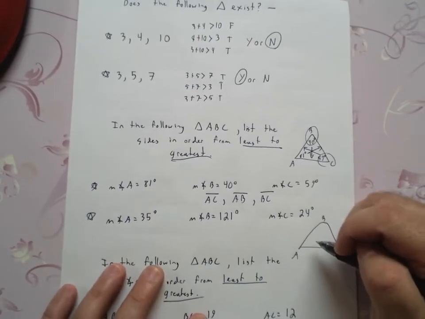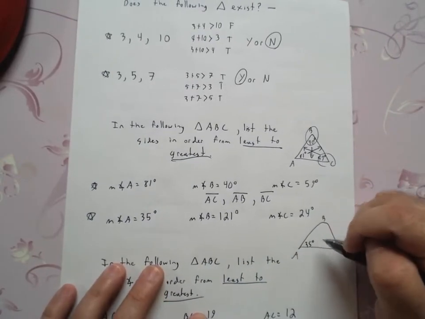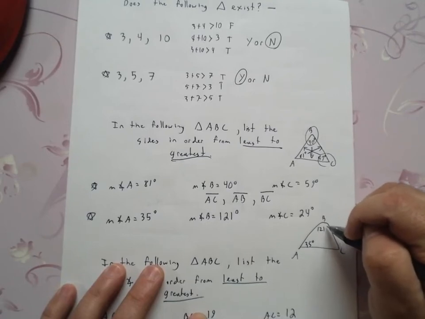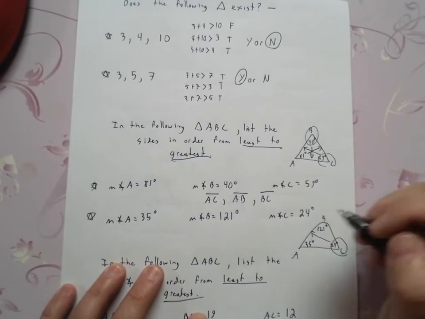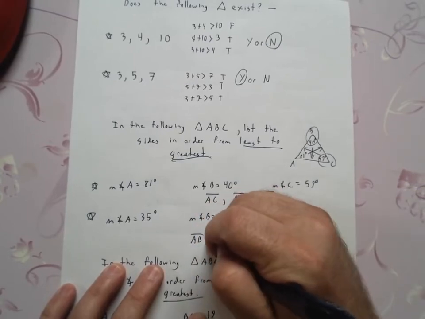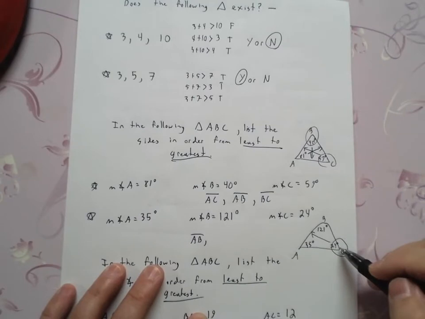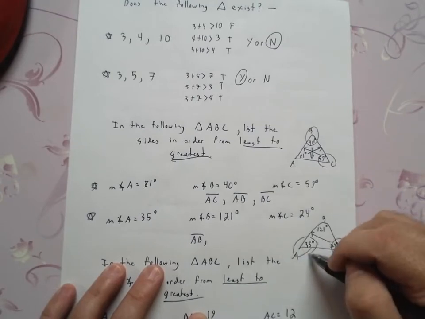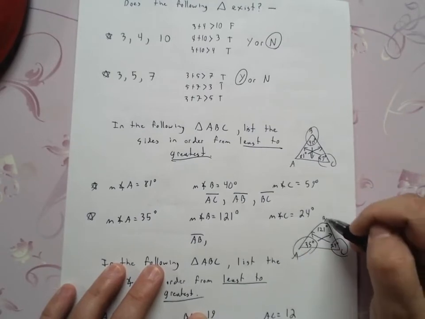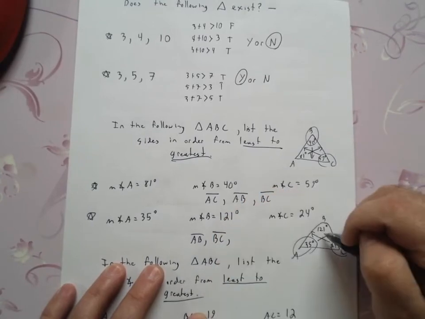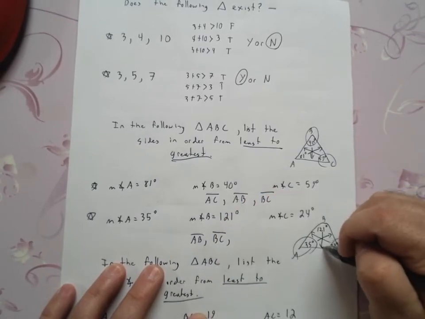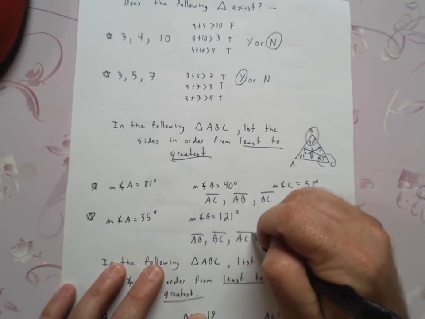Again, on this one, angle A is 35 degrees. Angle B is 121 degrees, angle C 24 degrees. So here's my smallest angle, that means that has to be my smallest side. So segment AB is my smallest side, it's across from my smallest angle. Here's my next smallest angle, that means that BC has to be the middle side. And then here's my largest angle, and that has to be my largest side.